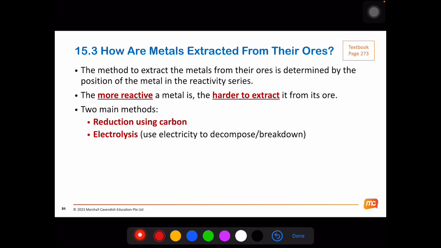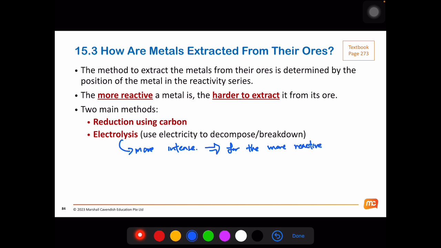There are two main methods. One is reduction using carbon. The other is electrolysis. Between these two methods, electrolysis is more intense and more expensive, while reduction using carbon is a much cheaper and faster method. Usually, what determines the choice is that electrolysis is more intense, so it's for the more reactive metals.